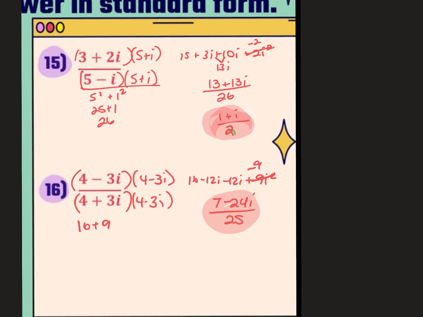Okay, and again, they could be split. You don't need to, though. For 16, you're multiplying by 4 minus 3i in the numerator. You want to, again, FOIL it out. Replace that i squared with a negative 1, making the 9 negative. 7 minus 24i all over, that shortcut gives you the 16 plus a 9, which is 25.